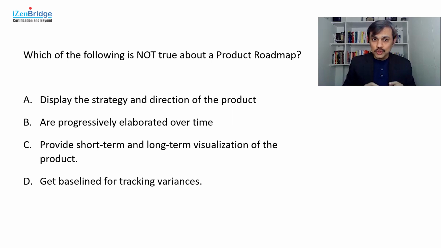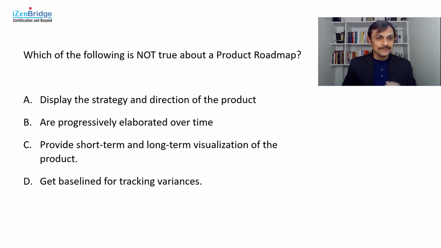Which of the following is not true about a product roadmap? Not true. Let's look at the options. Display the strategy and direction of the product. Are progressively elaborated over time. Provide short-term and long-term visualization of the product. Get baseline for tracking variances. Pick up your option and then we explore one by one as we go.